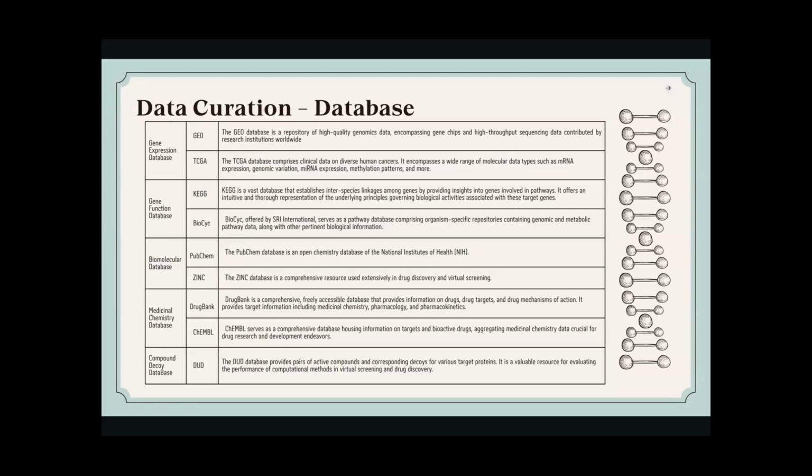So the first type of databases will be gene expression databases. That includes GEO and TCGA. And then there are also gene function databases, including KEGG and BioSig. And then there are biomolecular databases, which include PubChem and Zinc. And then we have medicinal chemistry databases, including DrugBank and ChEMBL. And lastly, there's a compound decoy database, DUD.